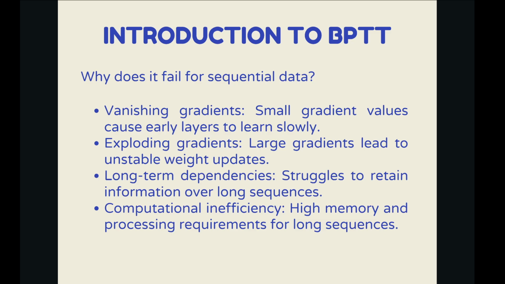Why does it fail for sequential data? However, traditional backpropagation struggles with sequential data because of two major issues: vanishing gradients and exploding gradients. In long sequences, gradients can become too small, making it difficult for earlier layers to learn, or they can become too large, causing unstable weight updates. This prevents the network from effectively capturing long-term dependencies in time-dependent tasks.